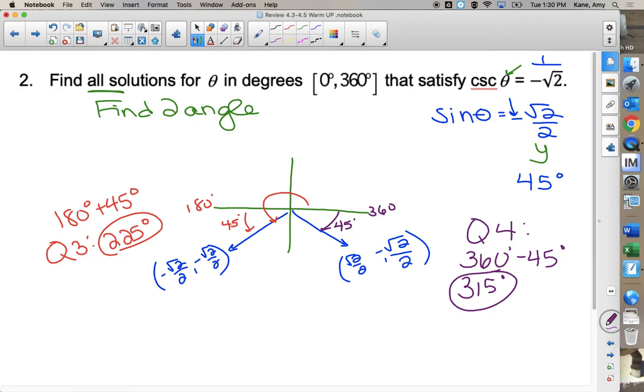That was similar to the last problem on your test that you took last Tuesday. Any questions on that?